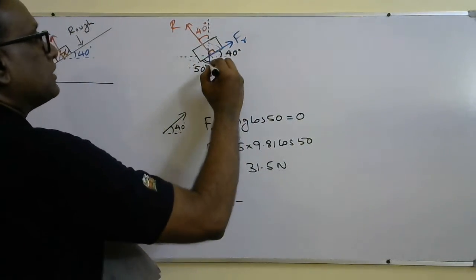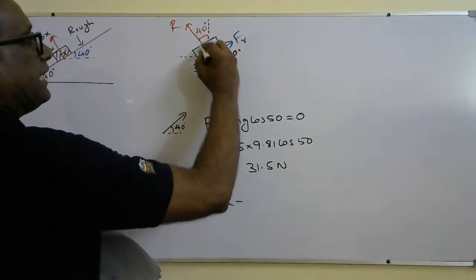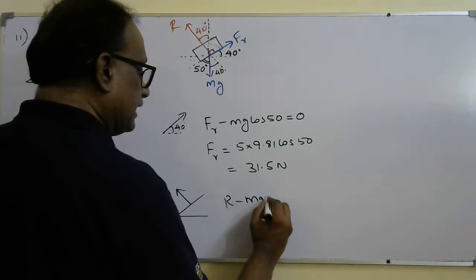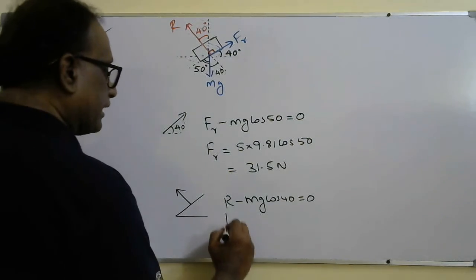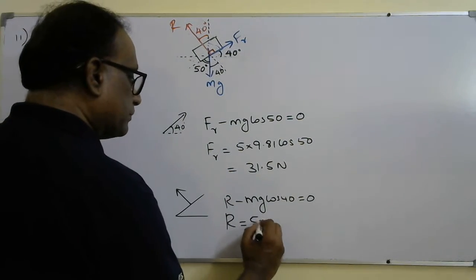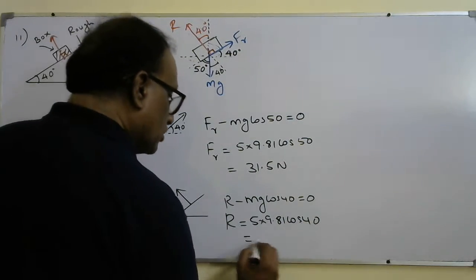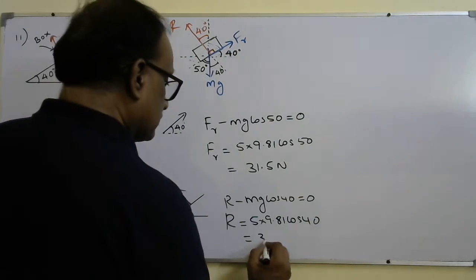So when I resolve it this way, R minus, the only thing I need to resolve is the weight mg. So this is 40 degrees because this is 90 degrees. This is 50, means this is 40. R minus mg cos 40 equal to 0. So R equals mg cos 40, 5 into 9.81 cos 40. So you will get an answer which is 37.6 Newton.